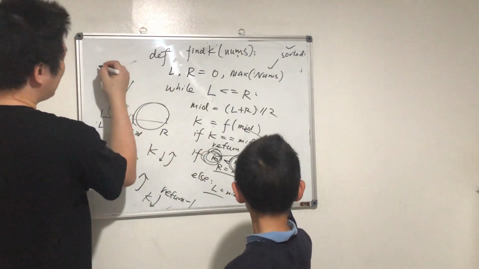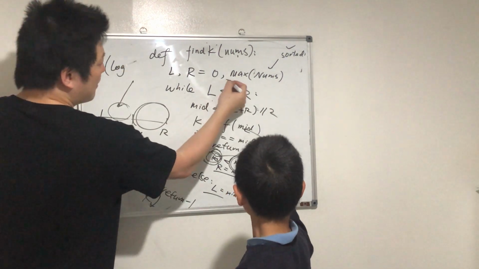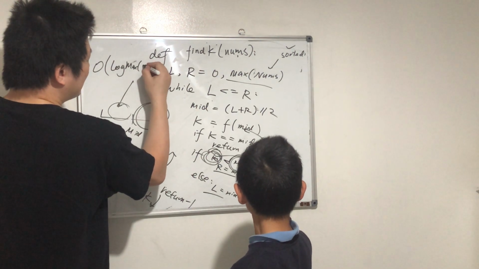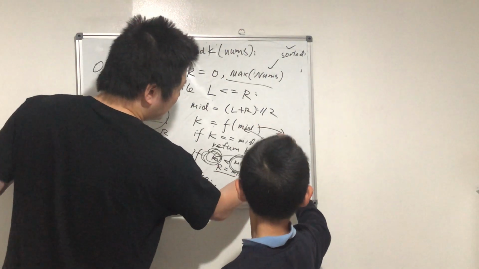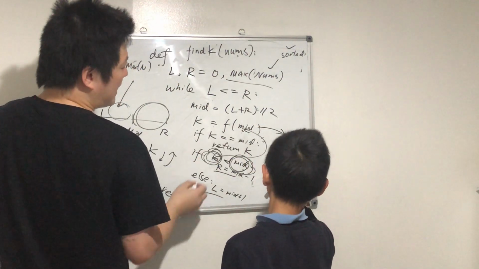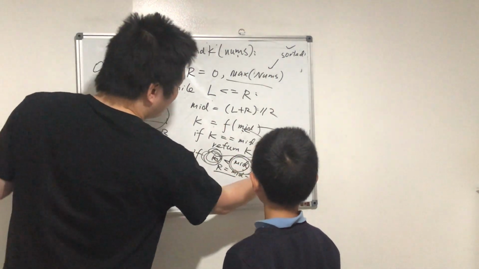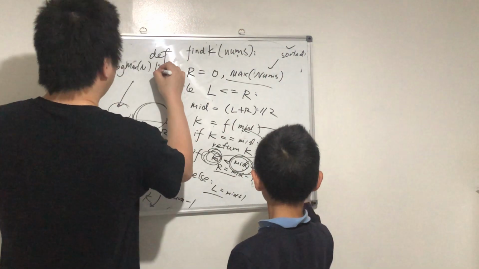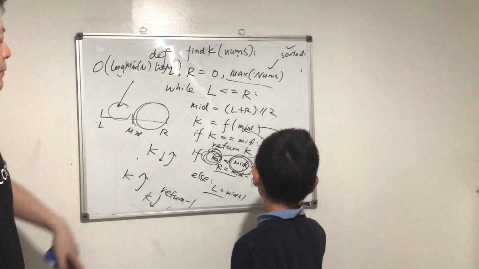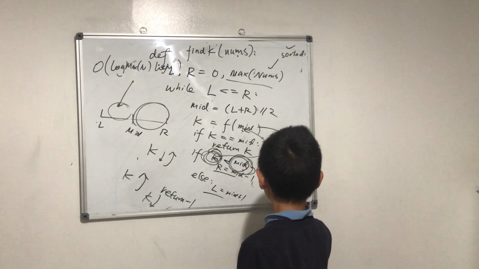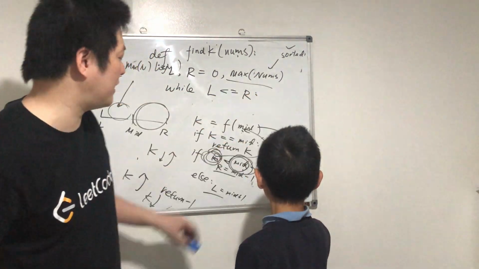So this algorithm will be O(log max nums), yeah? And times here, this function is O(log n). Okay, O(log max n) times log n. What's the space complexity? O(1). Oh, 1, yes, well done. Okay, just this bit, easy to understand.